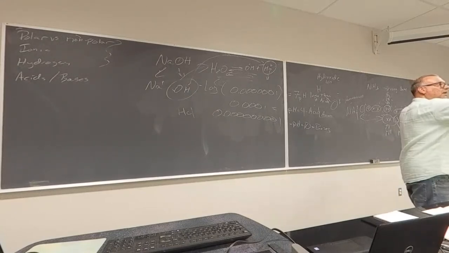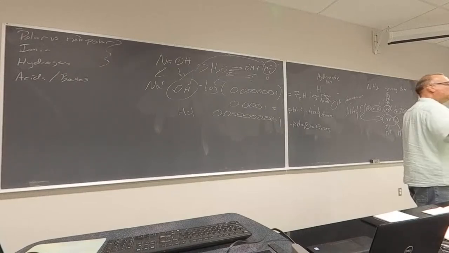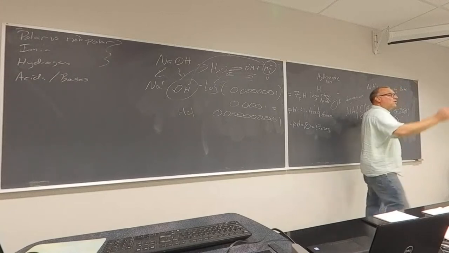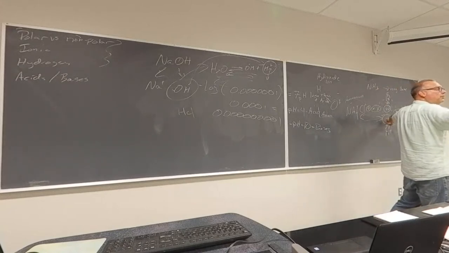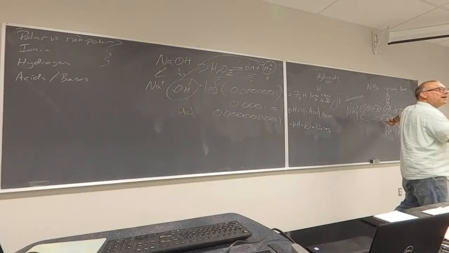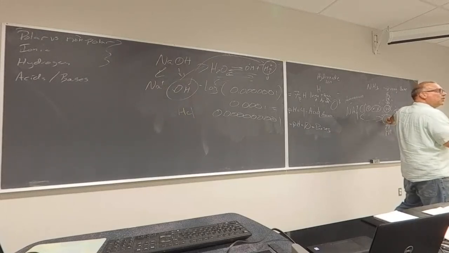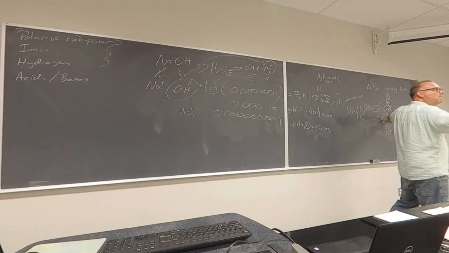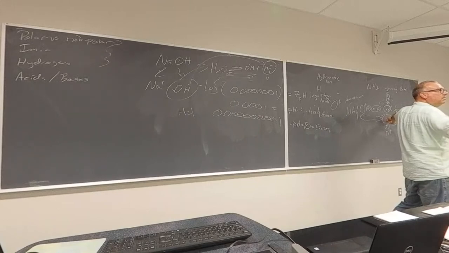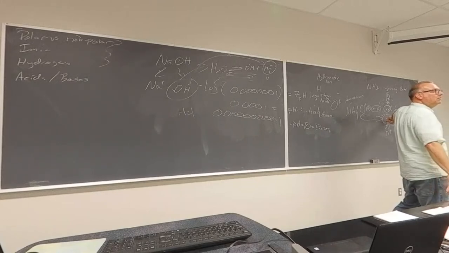Question? So you said those two electrons... They are unbonded. I misspoke. Thank you. Yeah, they're paired electrons. They are unbonded to anything else. Free paired electrons in the valence shell.